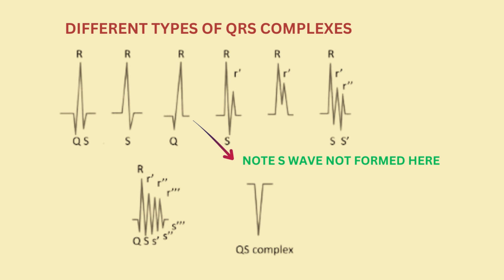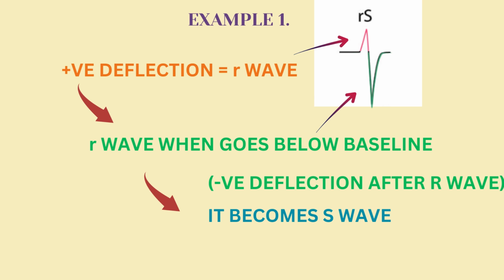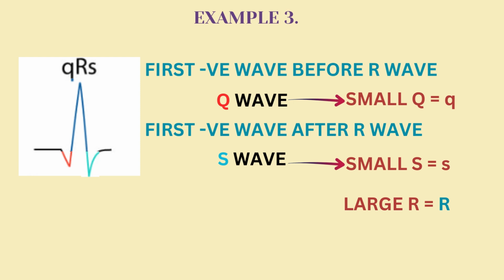You can see different types of QRS complexes here. In this example, the first wave is a positive wave because it is a positive deflection, and it is a small wave. We know positive waves of the QRS complex are R waves, right? So it is an R wave, it is a small wave, so we will write it as small r. Now see the next example. A negative wave is present before the R wave, it is a Q wave.